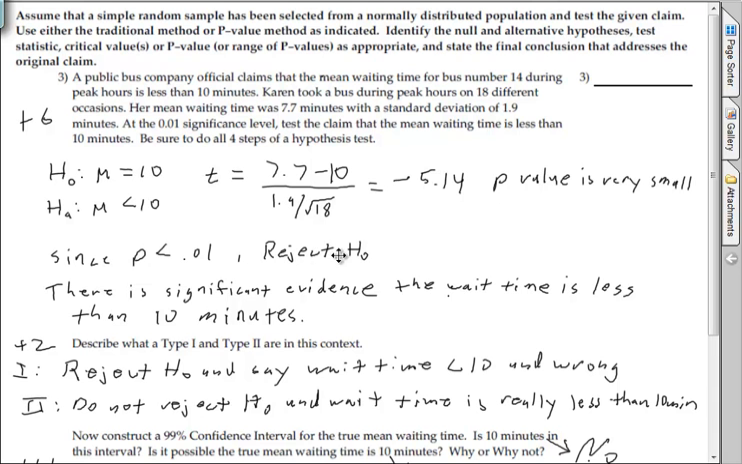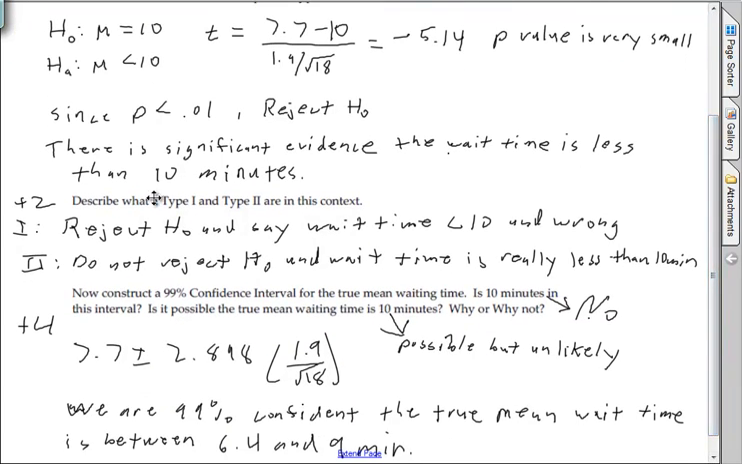We should reject the null because our p-value is less than 0.01. There is significant evidence the wait time is less than 10 minutes. So what's a type 1 error? You say the wait time is less than 10 minutes, and you're wrong. The type 2 error is you say, you know, the wait time is 10 minutes, and you're wrong. So that's the type 1 and type 2.